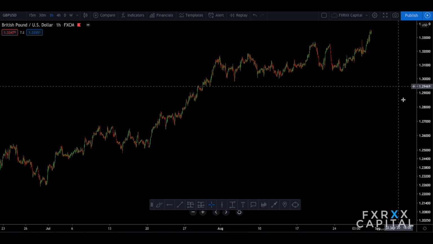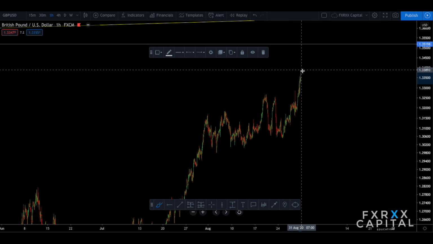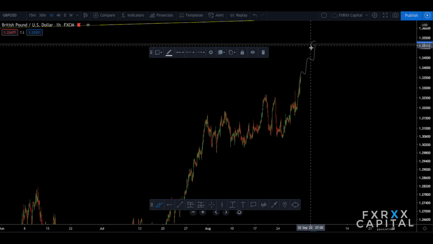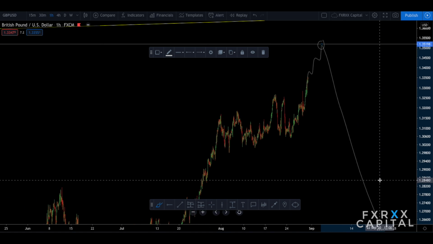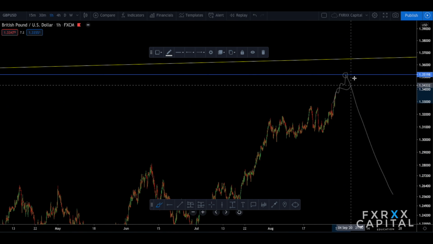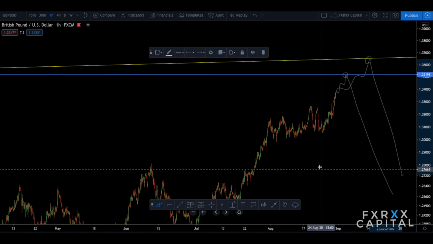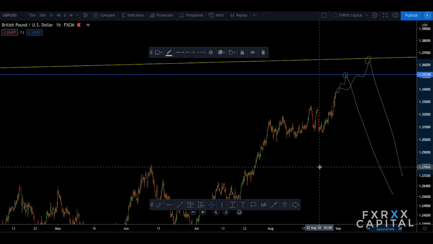So in this area, I will be looking for price to move to the upside in this area and sell, moving to the downside. Or the other possibility, price moves to the upside in this area and sells off from this area. So that's all for this week.